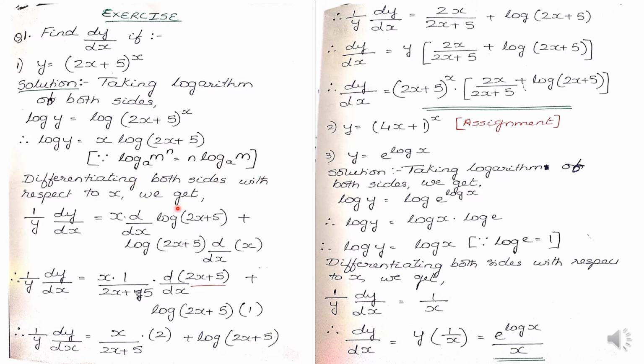Now differentiating both sides with respect to x, concentrate on the LHS first. We get 1 upon y dy by dx. Now why is that so? Because we know that the derivative of any log function is 1 upon x. So why do we get 1 upon y and dy by dx? That is because we are differentiating with respect to x. Suppose there was log x on the LHS, we would have got the answer as 1 upon x. Simple. But here it is not log x.